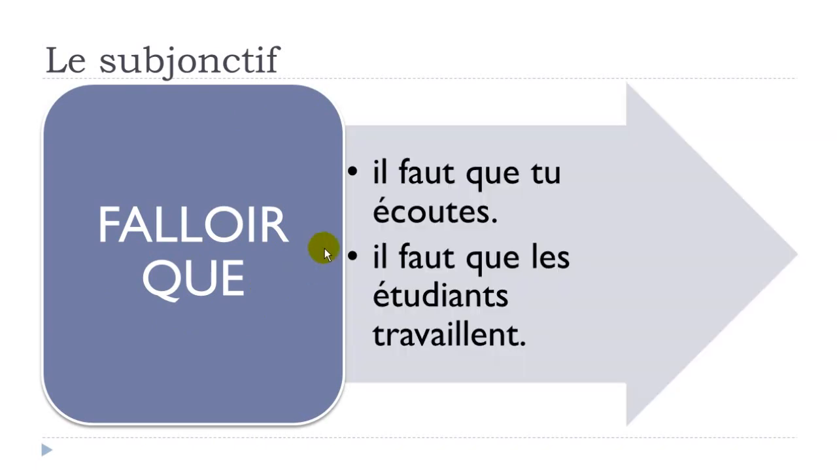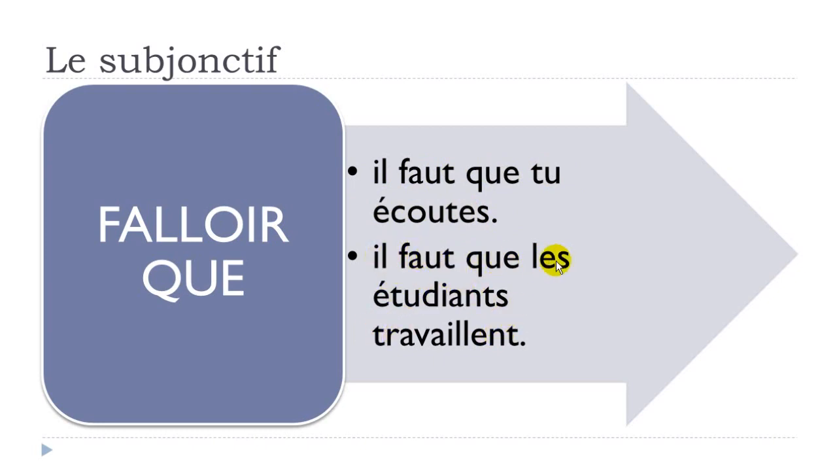So, for instance, if we have a look at these sentences, falloir, it's to need, to have to, okay? Il faut que tu écoutes, all right? Il faut que tu écoutes. And in that case here, we'll see a bit later, of course, how to make it, but still, you've got this verb, écouter, and this form is the subjunctive. Okay? Il faut que tu écoutes. Il faut que les étudiants travaillent. All right?